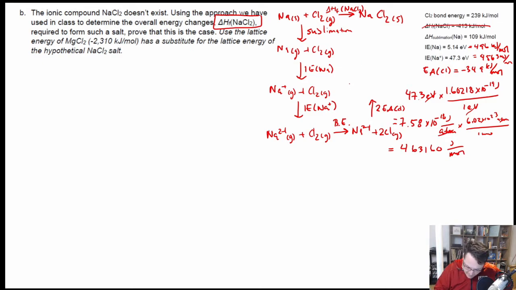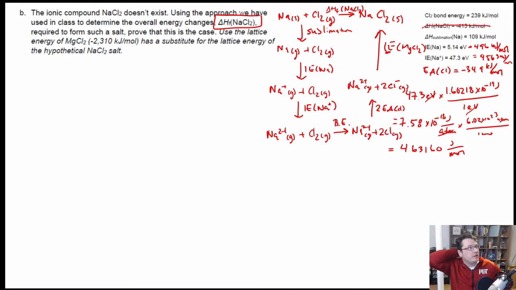And so then what we get is Na 2+ gas plus 2 Cl minus gas, right? So we have all of that. And then the last step is going to be the lattice energy. And this is where we're going to be using the magnesium chloride lattice energy as a substitute in this case, right? And so that's the whole process that we're going through.